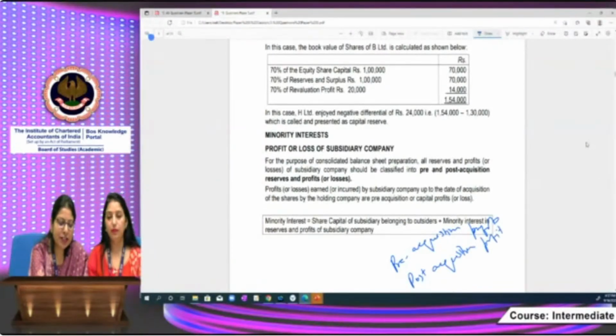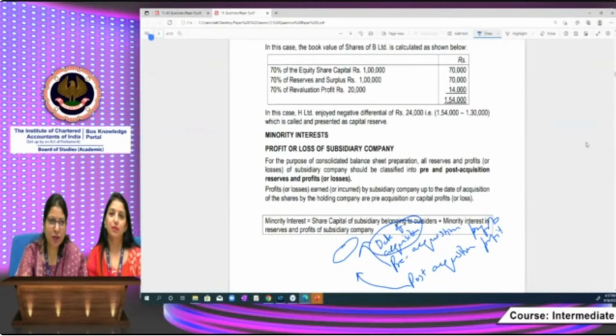What is pre-acquisition and what is post-acquisition? I think it's very clear that pre-acquisition is any profit or losses in the books of the subsidiary before the date of acquisition of shares by the holding company.